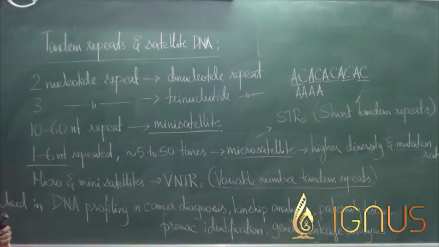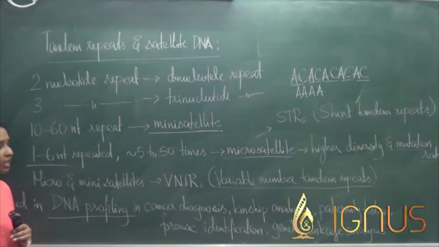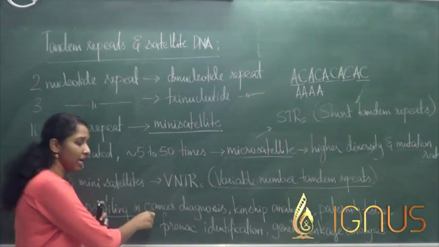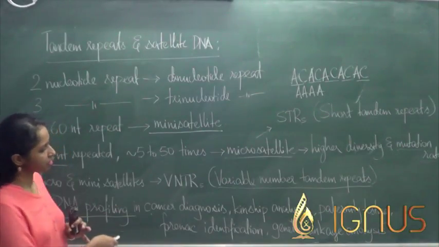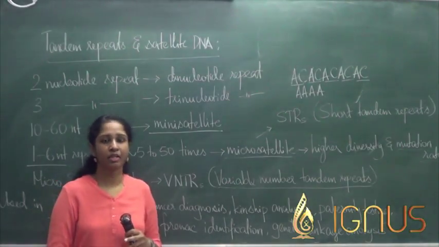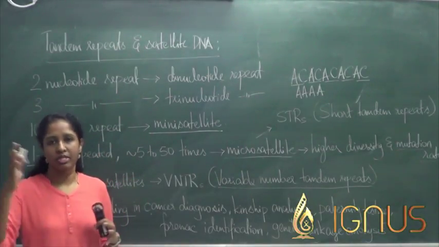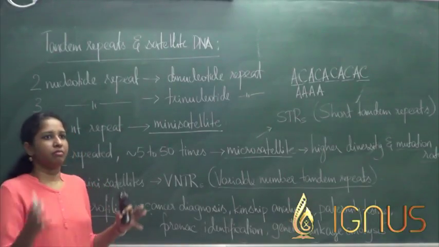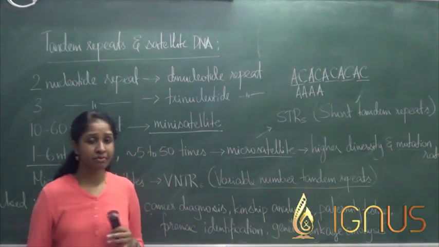Now, why tandem repeats and satellite DNA? Why are we studying this? The use of it is in DNA profiling. DNA profiling can be done in various fields, and the majority of them are listed here. For cancer diagnosis, you can do DNA profiling. In kinship analysis, meaning pedigree, as in how your family tree looks, who is attached to whom, the genealogy of a clan or of a population.